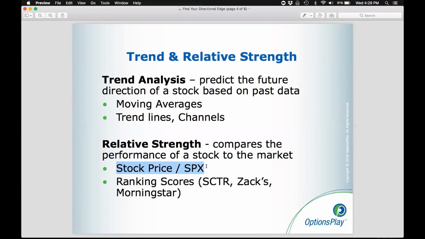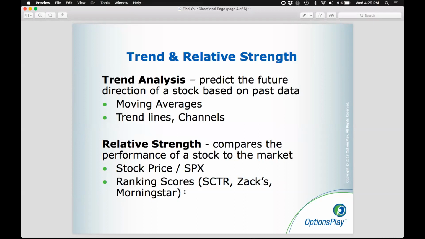There are other more sophisticated models like rankings, like StockCharts has a technical rank that they use to score stocks. IBD has a scoring system as well that they publish every single day that lets you know how strong a stock is. Zacks has their own, Morningstar too. There's no shortage of these types of ranking indicators, but they're all based on the same fundamental idea that stocks that outperform the market are likely to continue to outperform, and stocks that underperform are likely to continue to underperform. And relative strength lets us quantify which stocks are doing what.